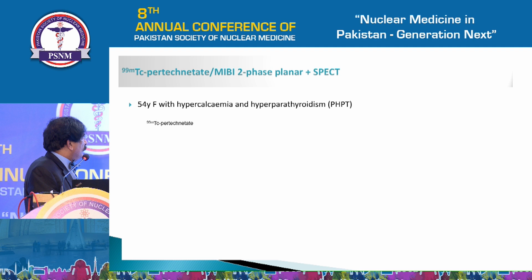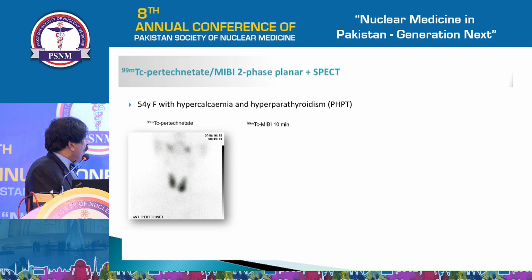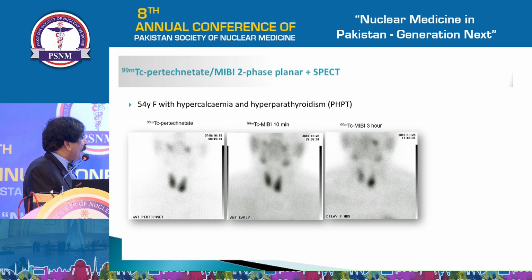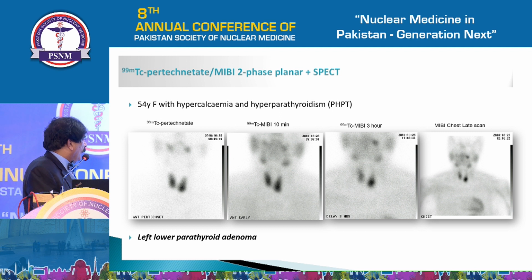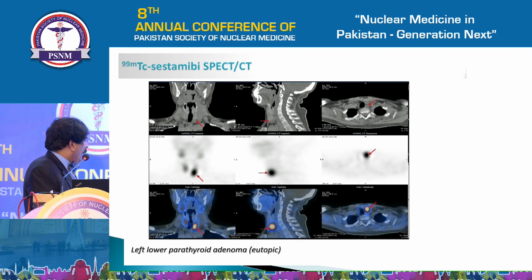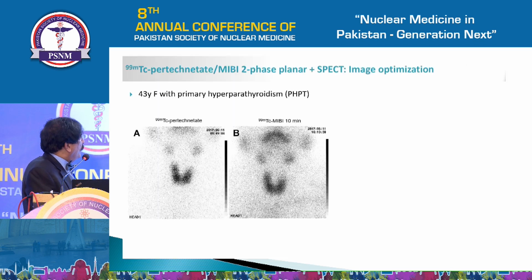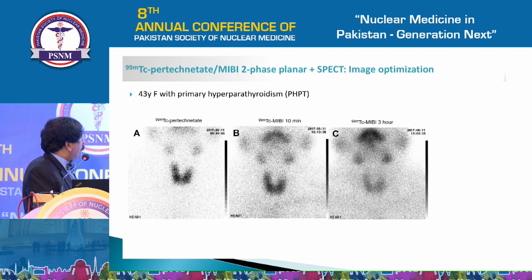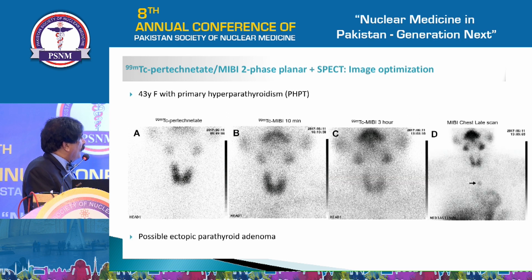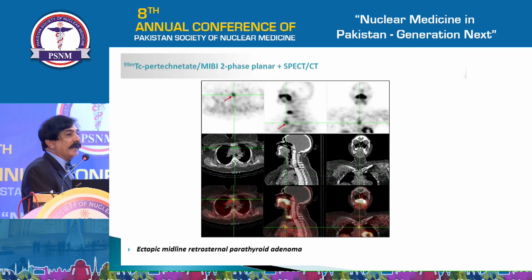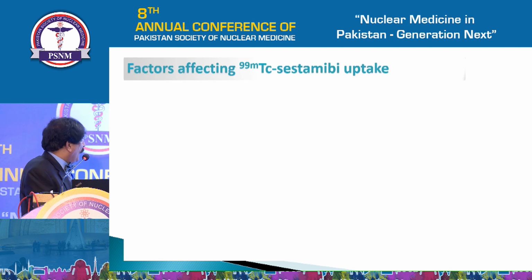The current cases, I will just show you this. This is primary hyperparathyroidism, and you can see a left lower parathyroid adenoma here on MIBI, and this left lower parathyroid adenoma on the SPECT CT. And another case here, you have the pertechnetate, maybe planar, and it shows something ectopic, a possible ectopic parathyroid adenoma, which is very easily localized by a SPECT CT scan.